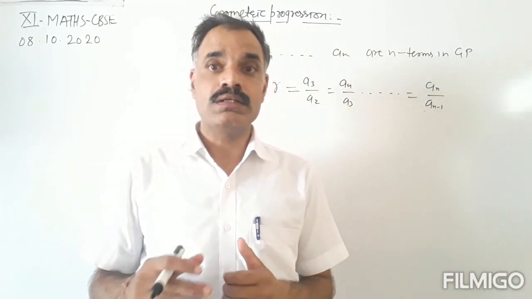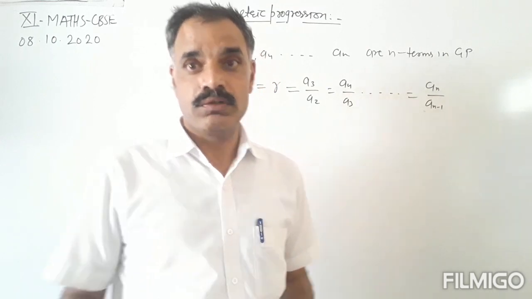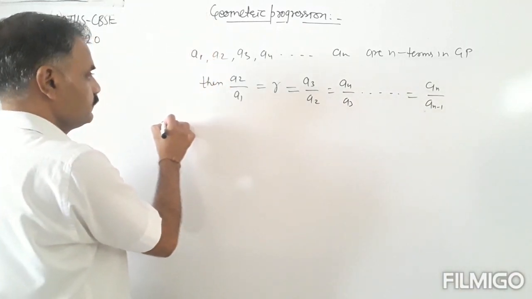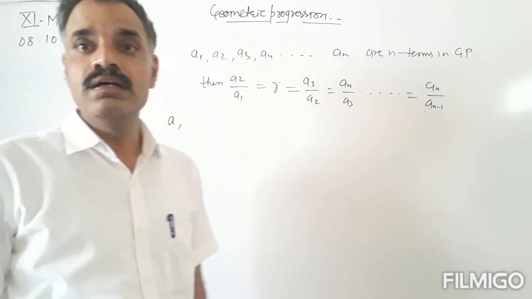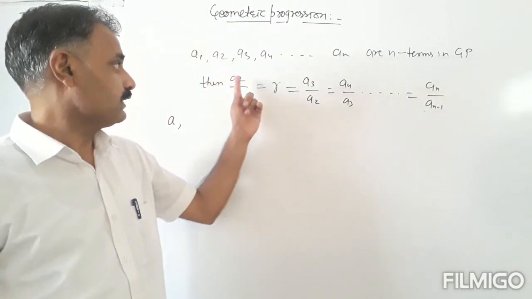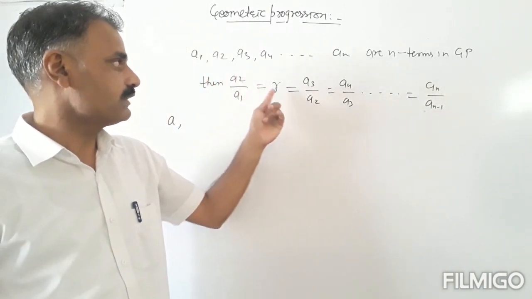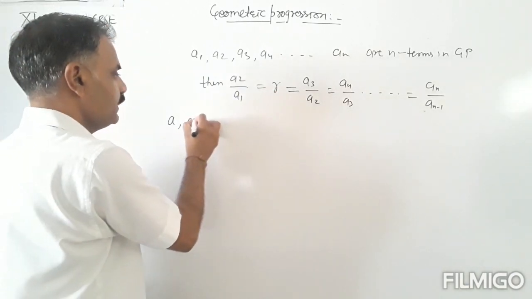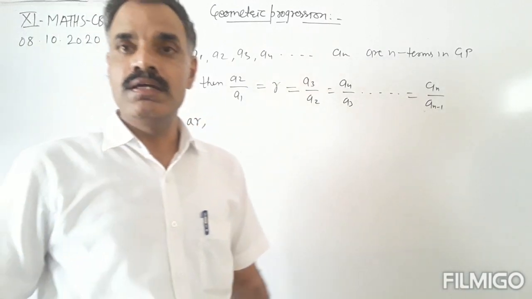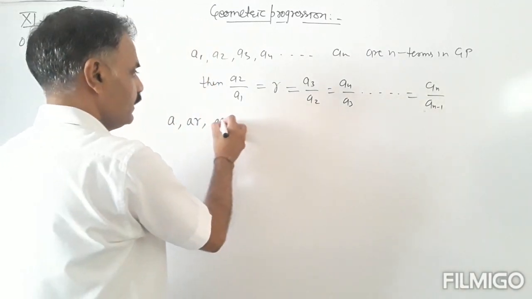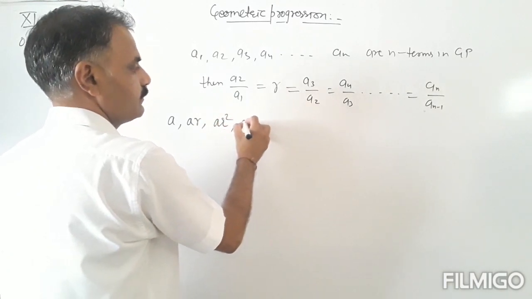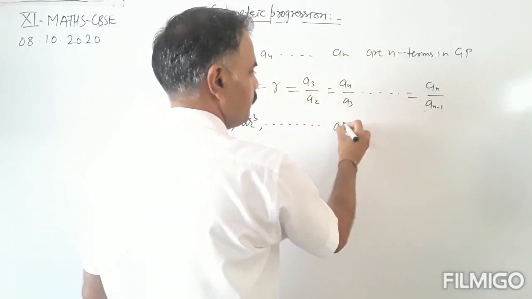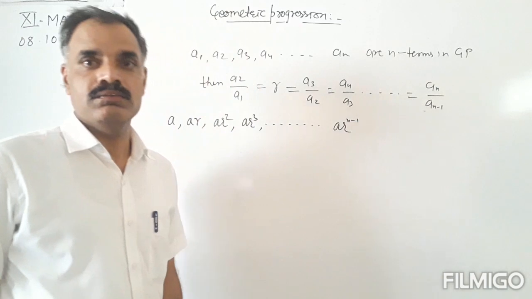Okay, now what type of terms will be there in geometric progression? So if A is the first term, then we know that the ratio of second and first is R. So A2 is equal to AR, means second term will be AR. Third term will be AR square, and fourth term will be AR to the power 3 and so on. Last term will be AR to the power n minus 1.